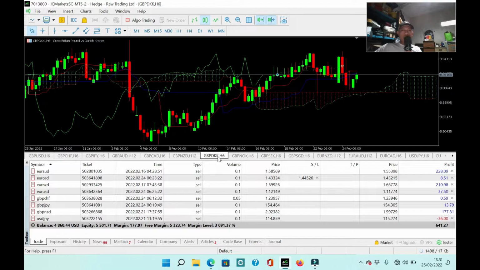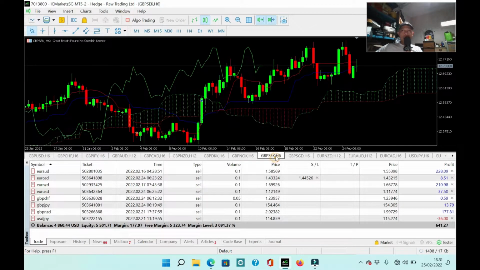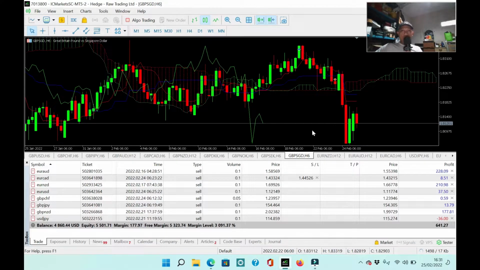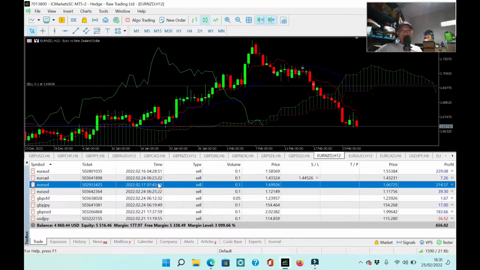This is pound sterling Danish kroner. This is pound sterling Norwegian kroner. This is pound sterling Swedish kroner. Yes. This is pound sterling Singaporean dollar. Okay, this is euro versus New Zealand dollar. Euro New Zealand dollar is at a floating profit of $214.